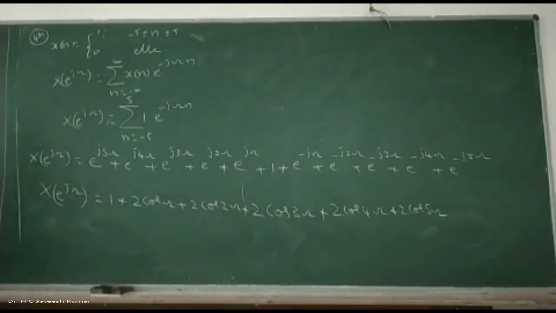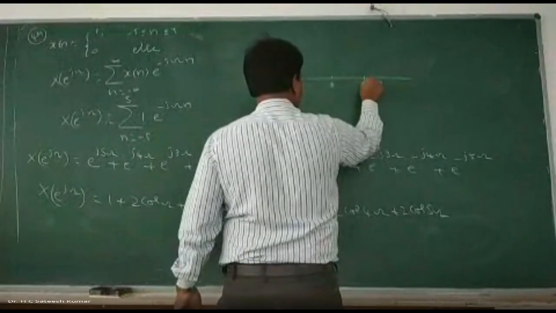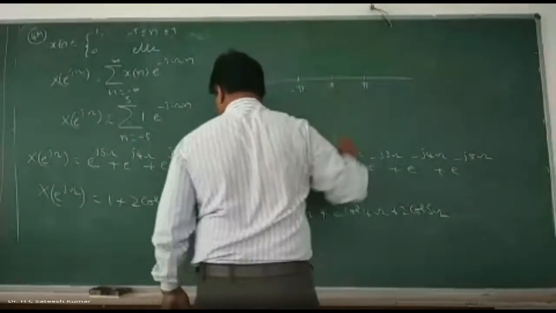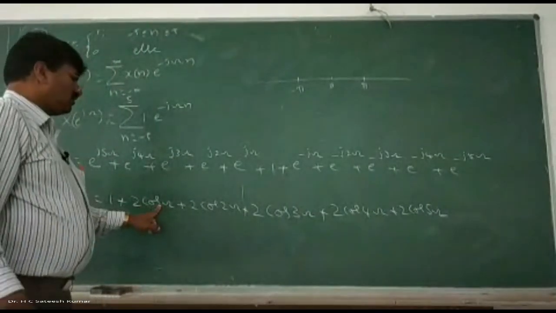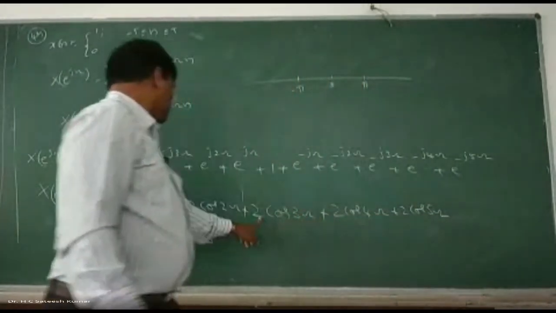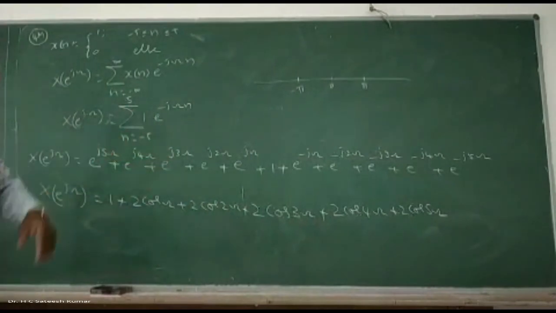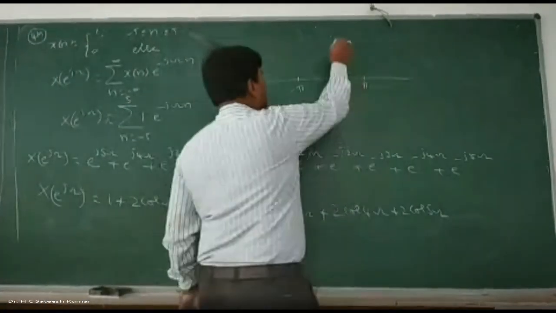Okay, right. And then, if you want, you can also write the spectrum. Very simple one. At 0, pi, minus pi. At 0, cos 0 is 1, so all the cosines are 1, and we get 2 plus 2 plus 2 plus 2 plus 2. How many 2's are there? 5. 5 into 2 is 10, plus 1 is 11. At 0, its value is 11.